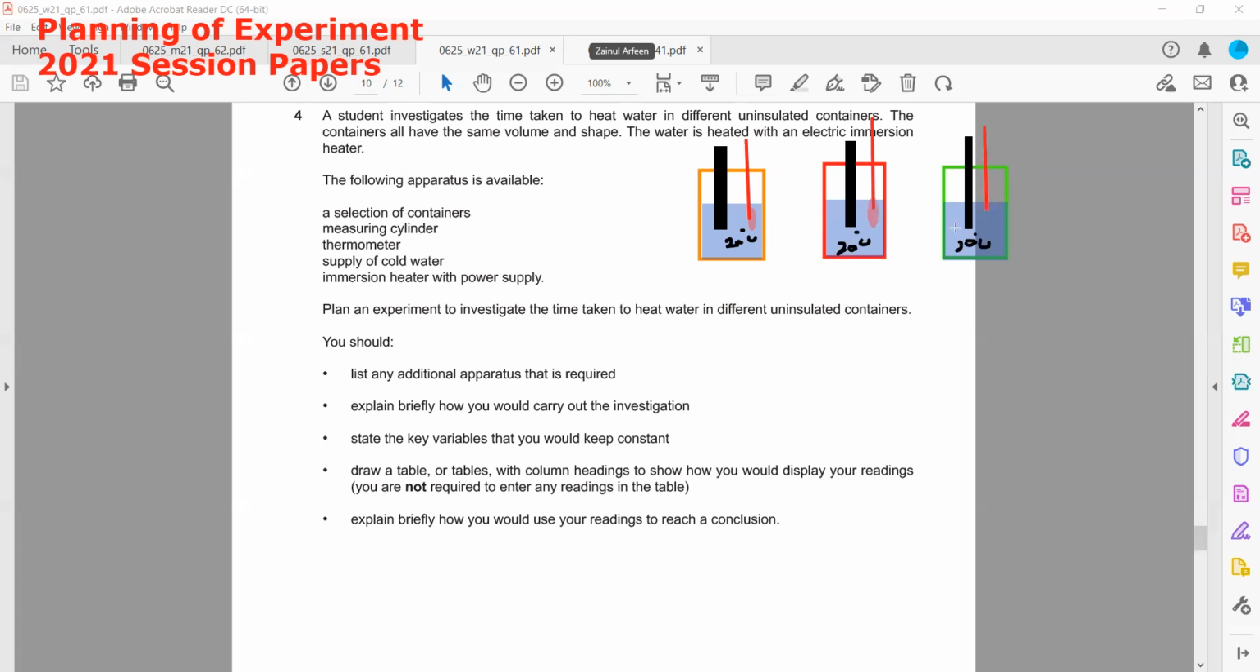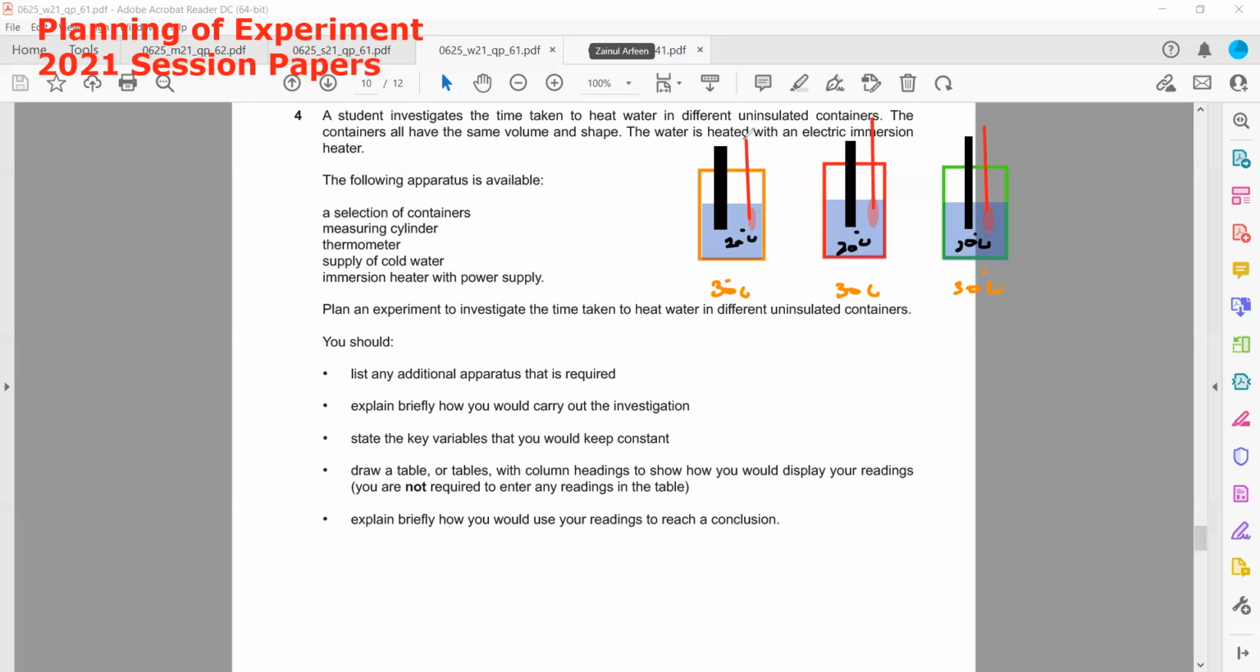So what we will do, we will switch on the heater and we will start the timer as well, using a stopwatch. Once the thermometer reading reaches 30 degrees, we'll stop the timer. So the one which takes the shortest time means that it is a good insulating material.